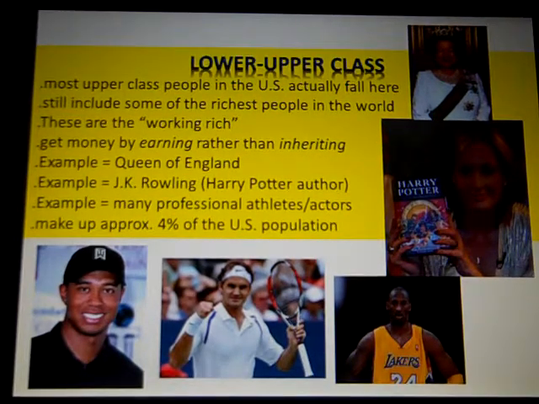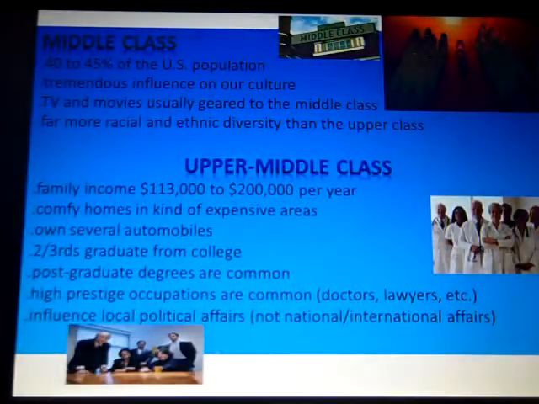Some examples of the lower upper class. I know we're going to England a little bit with some of these, but you've got the Queen of England, J.K. Rowling, the Harry Potter author, many professional athletes like Kobe Bryant, for example, Tiger Woods, you kind of see there, who have earned their wealth through sports and through endorsements. Approximately 4% of the population falls there.